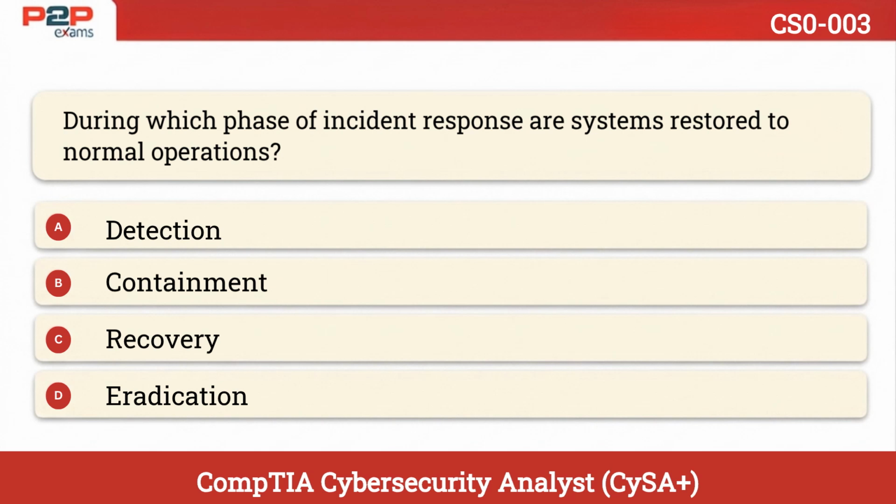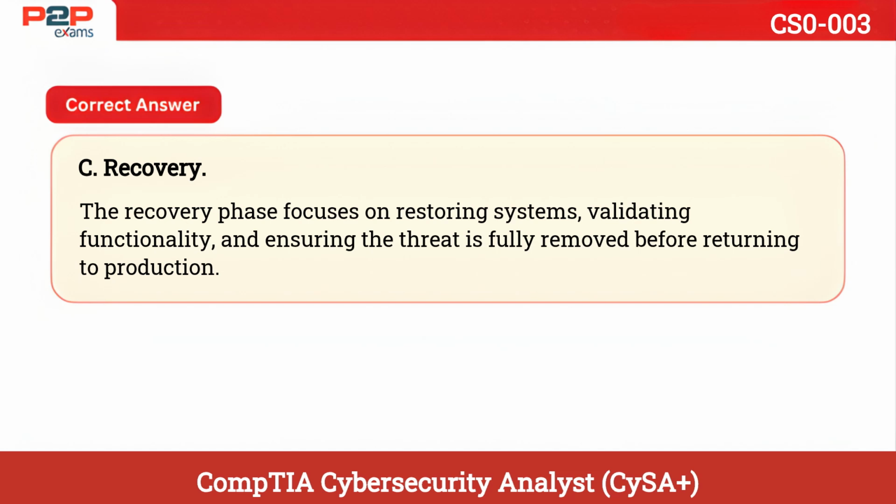Question 3. During which phase of incident response are systems restored to normal operations? A. Detection. B. Containment. C. Recovery. D. Eradication. Take 5 seconds to think before answering. Correct answer is C. Recovery. Explanation. The recovery phase focuses on restoring systems, validating functionality, and ensuring the threat is fully removed before returning to production.